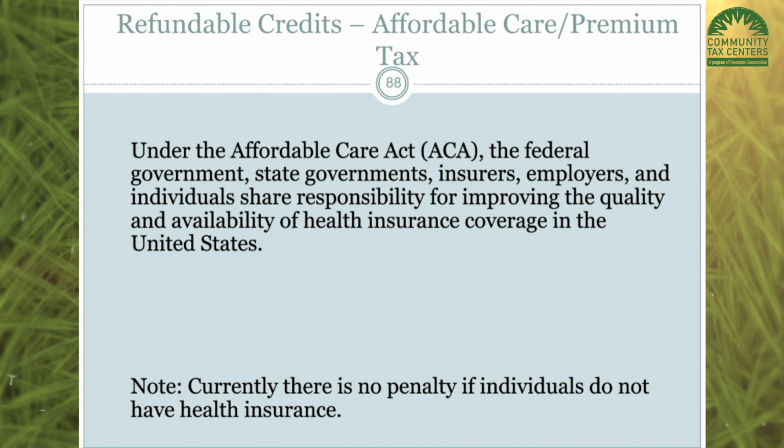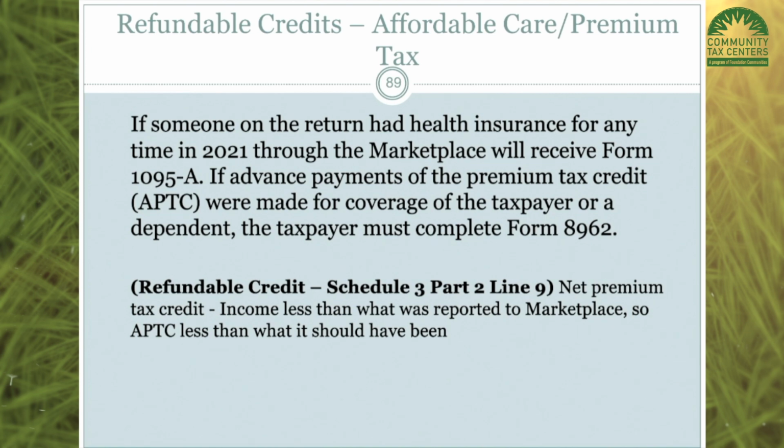So this is under the Affordable Care Act. The federal government, state governments, insurers, employers, and individuals share responsibility for improving the quality and availability of health insurance coverage in the U.S. We know that there is currently no penalty for not having health insurance, but if a person's income decreased and they did not get a change in their subsidy premium amount to help pay for the premium, they are going to get the premium tax credit. So it's pretty much the flip, the opposite of the other taxes for the premium.